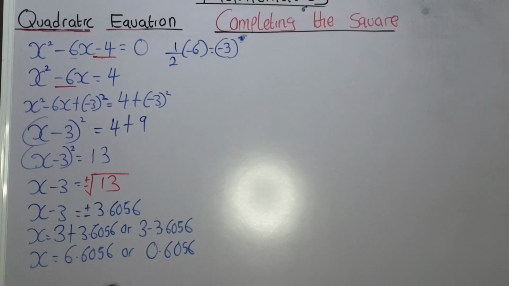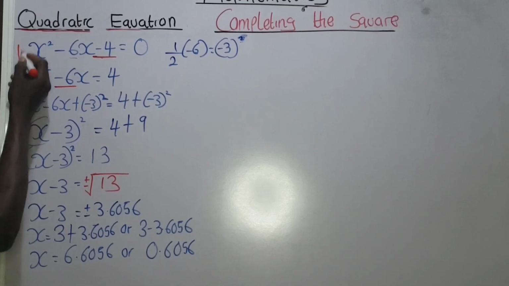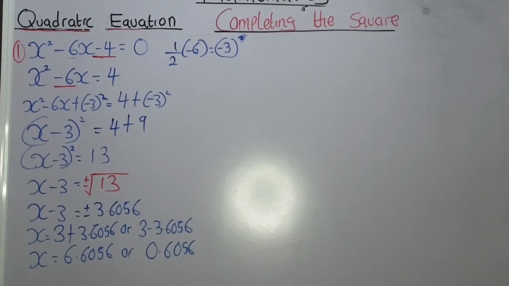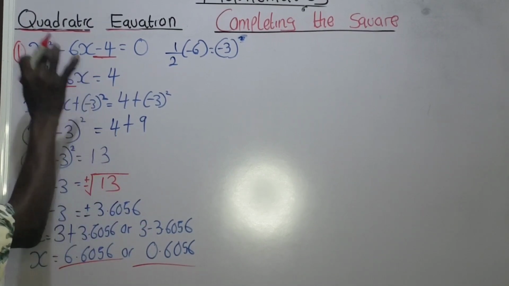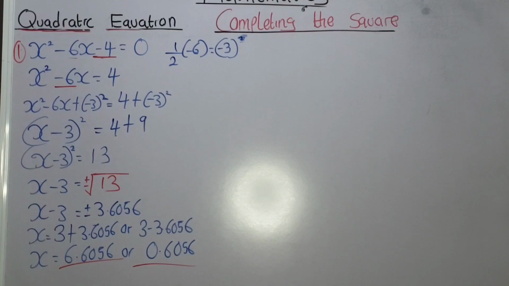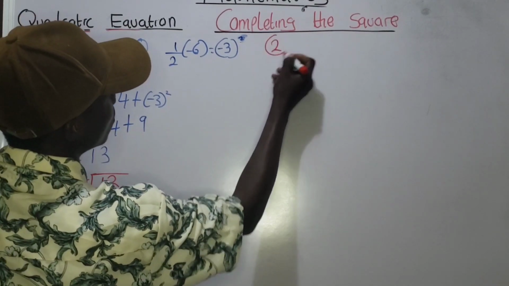0.6056. You can leave it in 3 decimal places, or you can leave your answer like this depending on the options. Okay, so that is the solution to this question. Do you understand? So this is the value of x that makes the quadratic equation equal to 0. Okay, so let's proceed to question number 2.